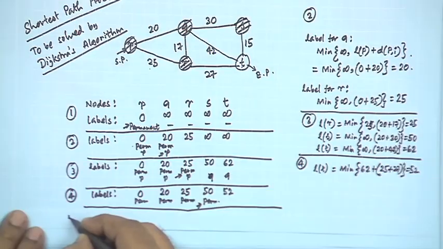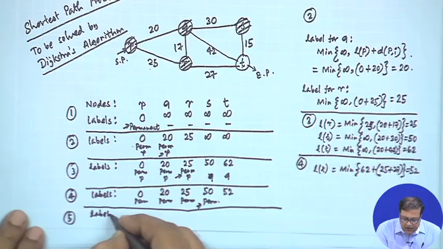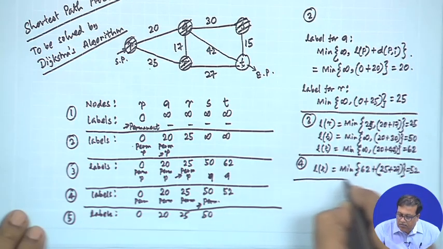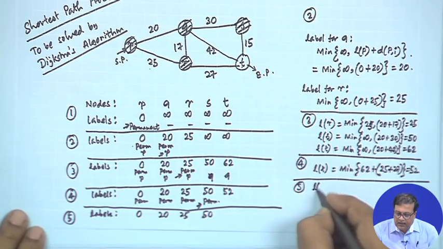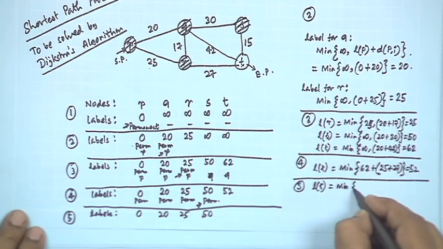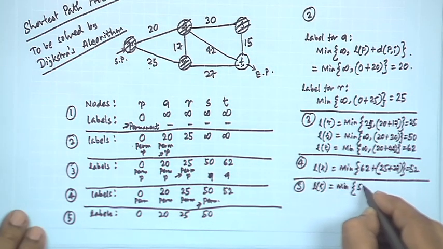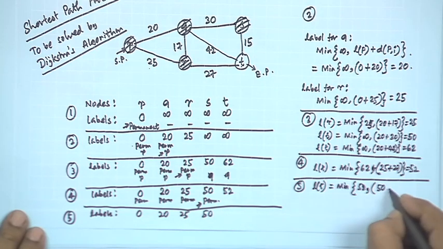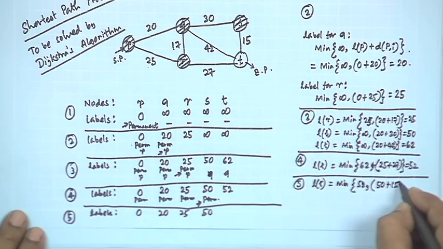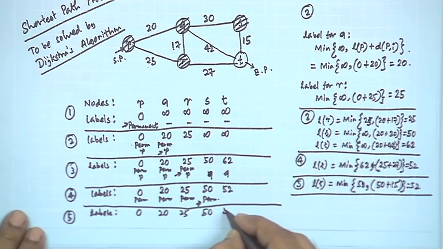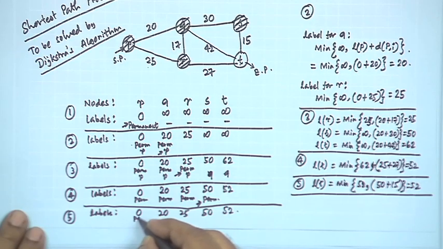So, now we come to the 5th level. Let us see what the levels are now. The levels are 0, 20, 25 and 50. So, the only thing we can now compute is LT once again, because what is the last node to have been made permanent? S. It should be the minimum of your current value 52, and the last node made permanent, 50, plus that distance, that is 15. So, out of 52 and 65, which one is minimum? 52. So, no changes.